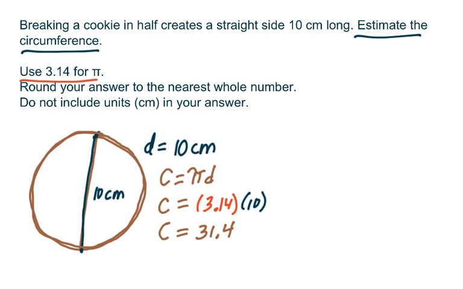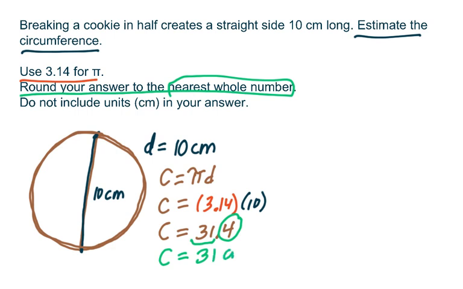And then I do have instructions here. It says to round your answer to the nearest whole number. And so I'll look at the 31. The digit that comes next is 4, and 4 will round us down to the whole number itself. So the rounded answer is 31 centimeters.